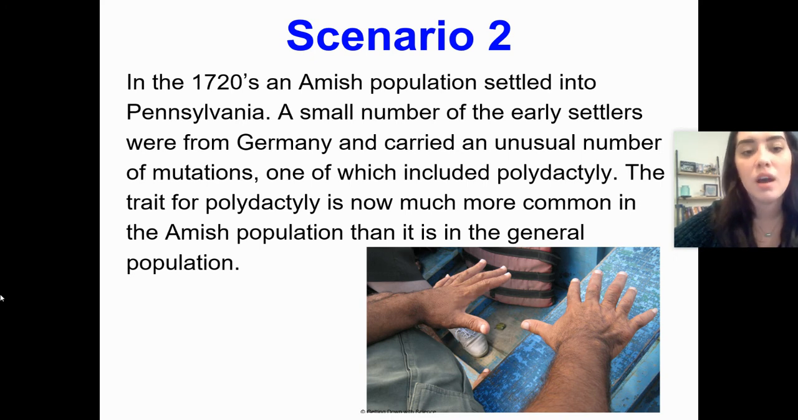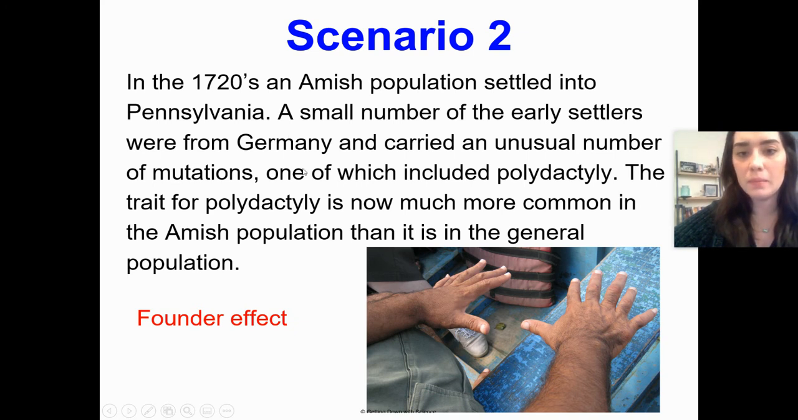I'll give you a couple seconds to figure out which of the examples this is. Okay, so yeah, this is the founder effect. Because this small number of heavily polydactyly, however you want to say it, people migrated and then they reproduced, and now the trait for polydactyly is much more common than it was beforehand.